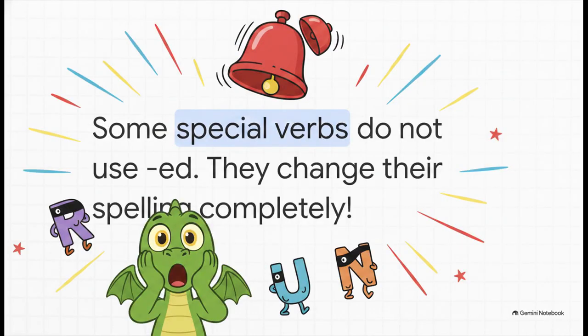But wait a second. Hold on. We've actually got a bit of a plot twist. It turns out that some action words are total rule breakers. No way, right? They absolutely refuse to use those magic ED letters. Instead of just adding an ED, these special verbs completely scramble and change their whole spelling. So we've got to keep our eyes peeled for these sneaky words.